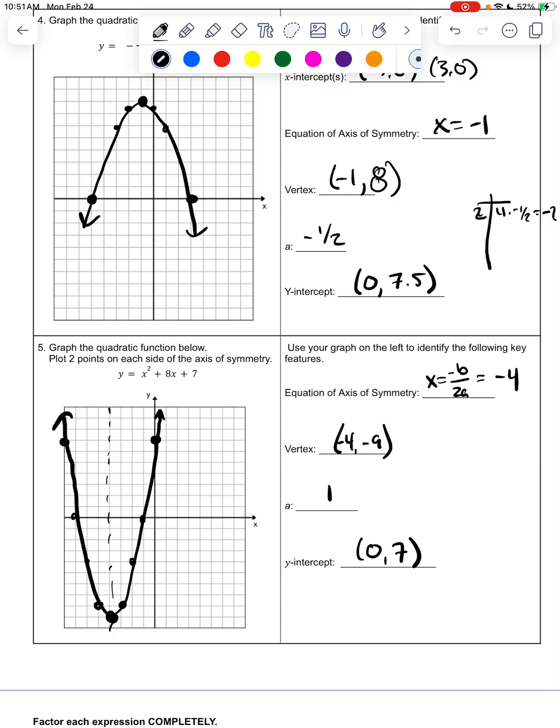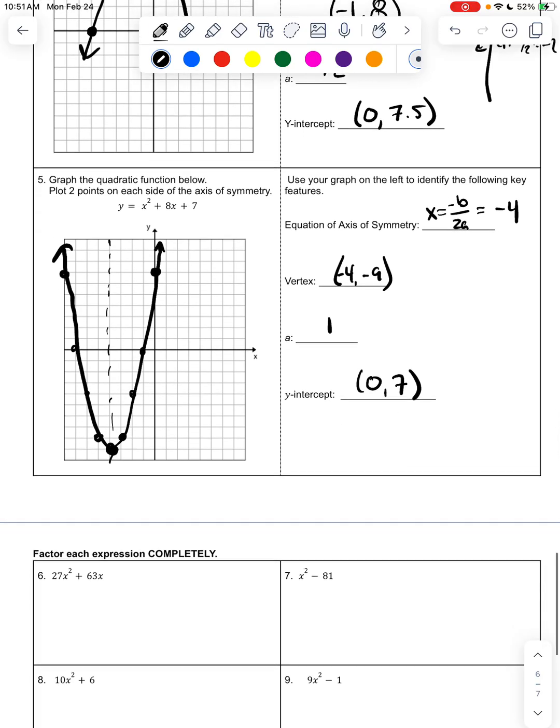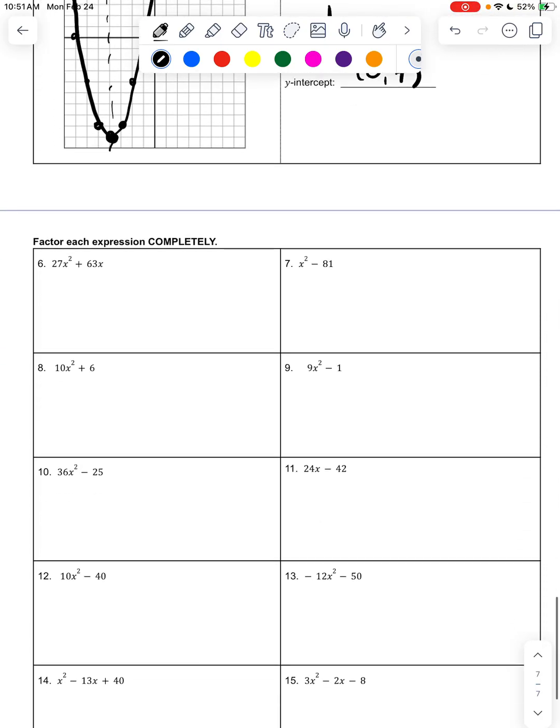You only needed to have 2 points on each side of the axis of symmetry. The y-intercept is a good one that helps you get one on either side.